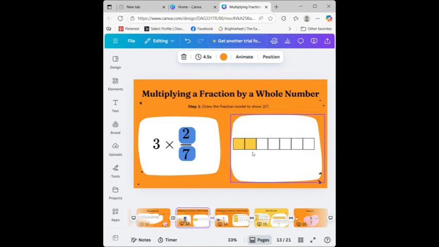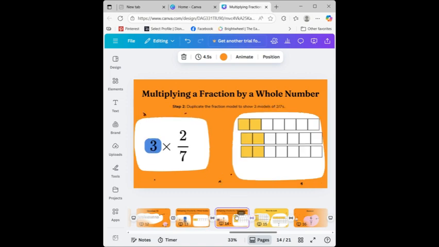This is the model to show 2 sevenths. But now we have to determine which is the numerator and which is the denominator. So we're going to count the group as a whole. And it's 1, 2, 3, 4, 5, 6, 7. So that must be the denominator. And the 2 are shaded in. So that is the numerator.